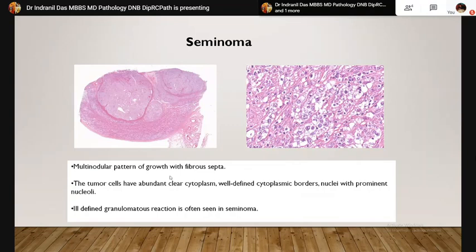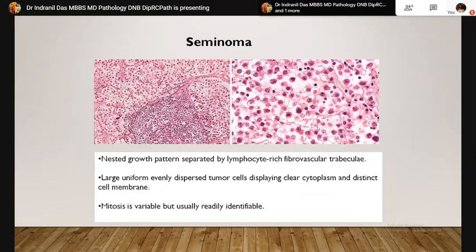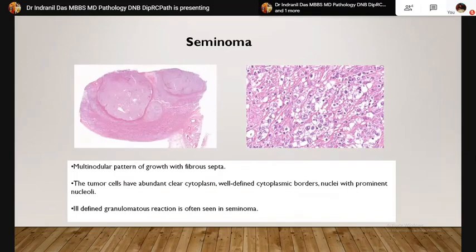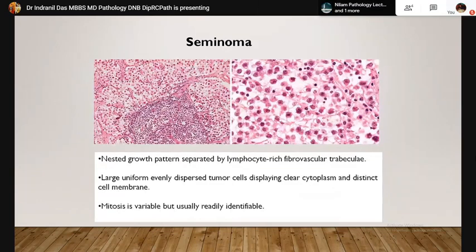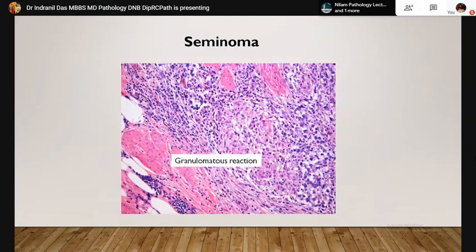Now, under histopathological examination, the seminoma usually shows a multinodular pattern of growth. The tumor cells have abundant clear cytoplasm with well-defined cytoplasmic borders and nuclei with prominent nucleoli. Sometimes ill-defined granulomatous reactions may be seen in seminoma. There may be a nested pattern of growth. The nests are separated by fibrous septa. These fibrous septa are infiltrated by mature lymphocytes, that is T lymphocytes, and mitoses are quite frequent. This is a case of seminoma showing granulomatous reaction characterized by collection of epithelioid cells.